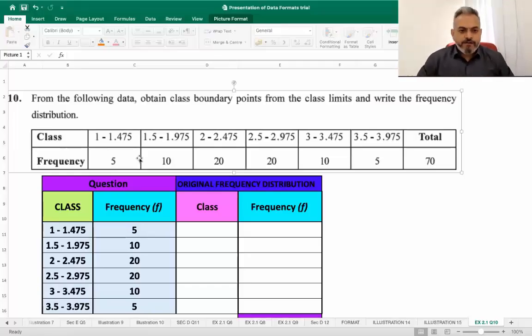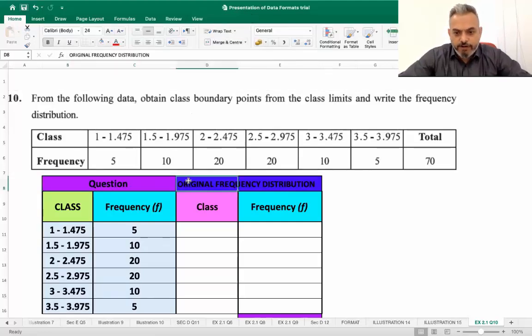Now in question number 10, it's a bit of a typical sum. So you keep your calculators ready with you. From the following data, obtain class boundary points from the class limit and write the frequency distribution.